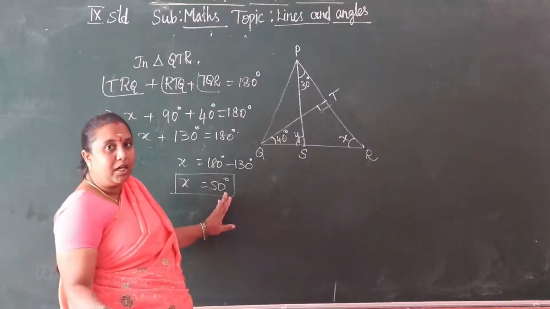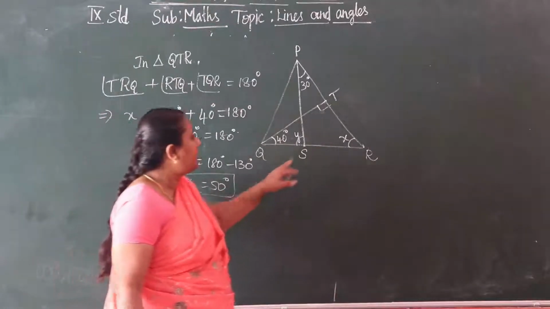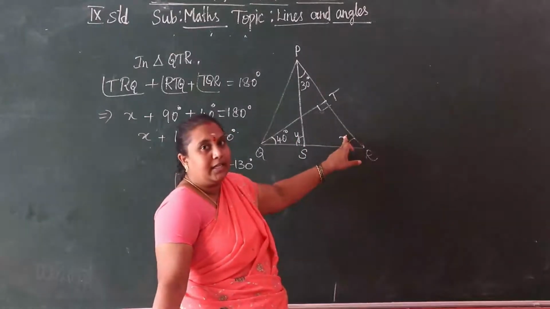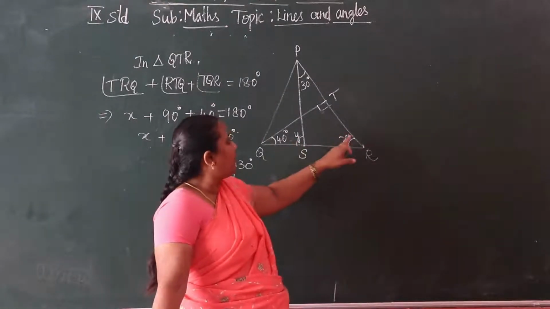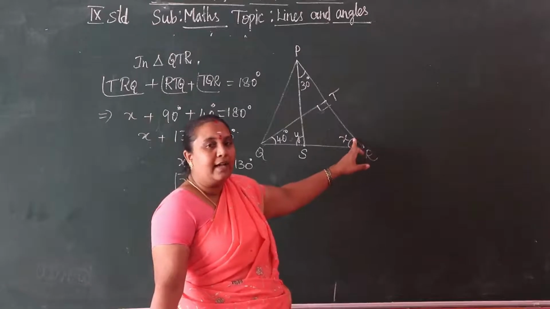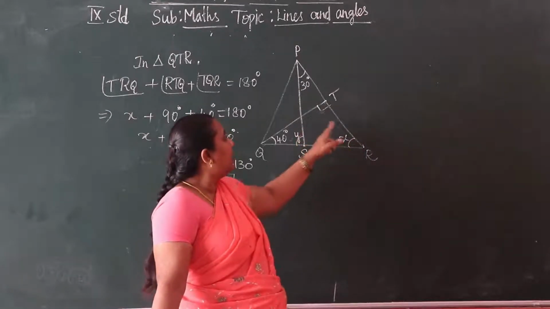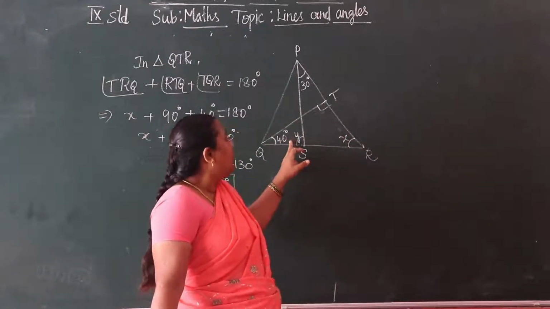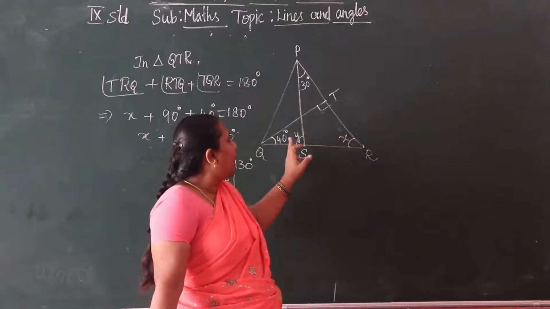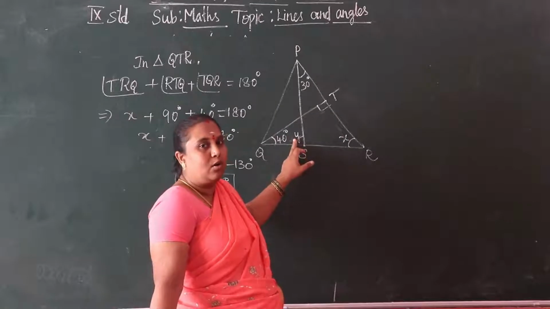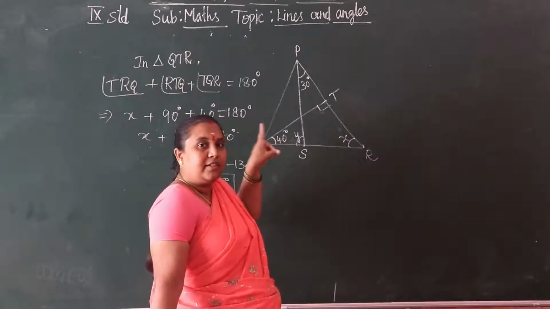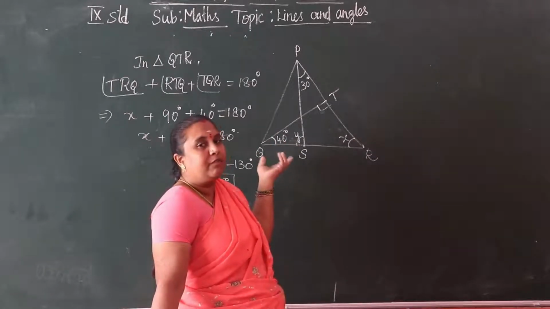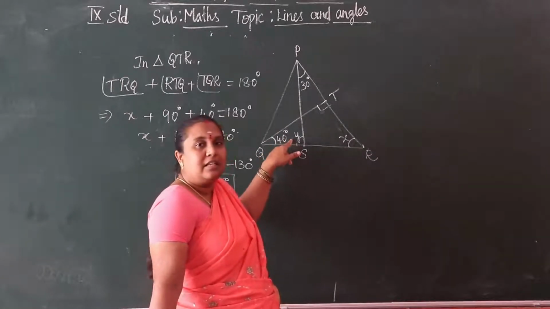Some of the brilliant students used to write X and Y are corresponding angles. Is it correct? No, these two are not corresponding angles. Why? Because these two lines are not parallel. Okay, so we can find out the value of Y also. How to find out? Think, children, based on which property can we find the value of Y?